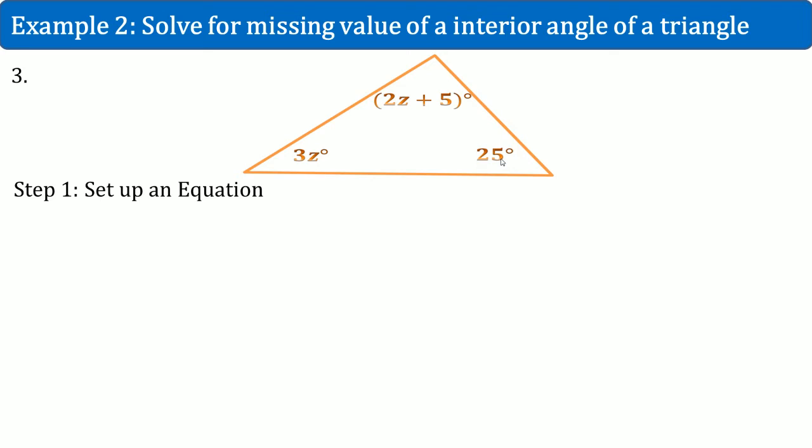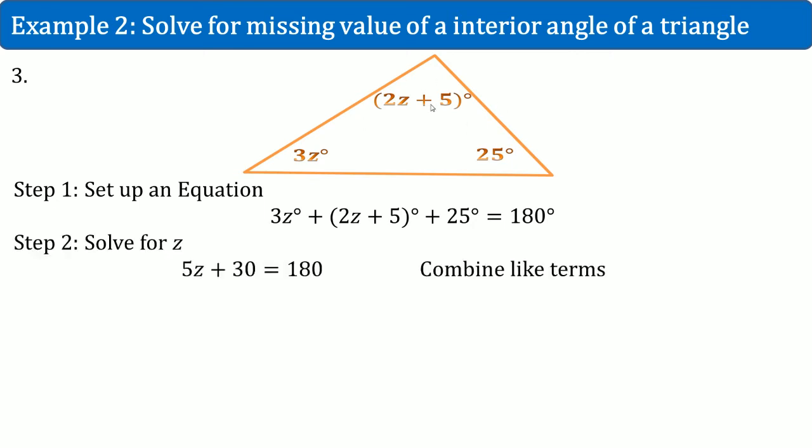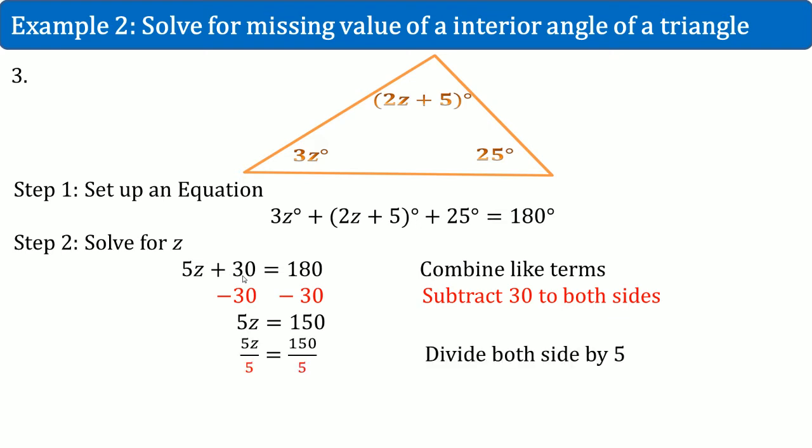Well, the equation is still the same. We add up all the angles on the inside, and that equals 180 degrees. So 3z plus 2z becomes 5z. 5 plus 25 becomes 30. That equals 180 degrees. Subtract 30 from both sides. You get 5z is equal to 150. Divide by 5 on both sides. You get z equals 30 degrees. The setup is the same as before. You just have to be very careful with your algebra here.